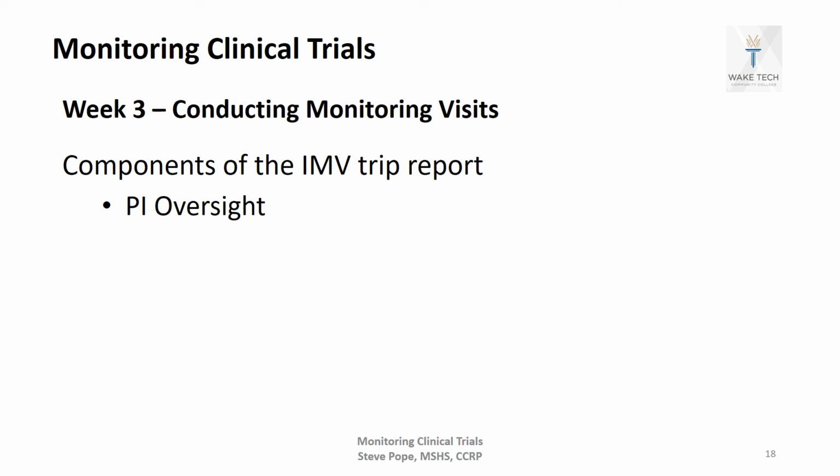So you want to make sure that they're providing sufficient oversight within their requirements that are spelled out in Section 9 of that 1572. So those will be a good guide for what to look for in terms of PI oversight.